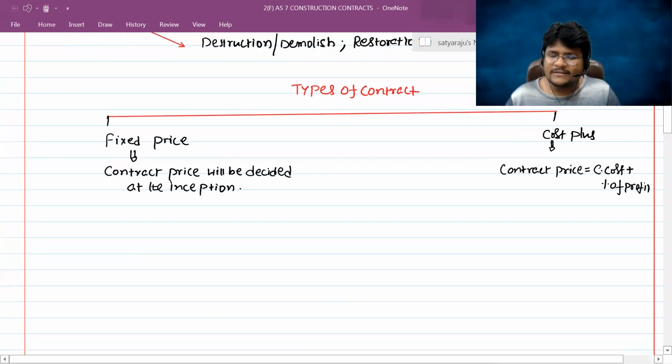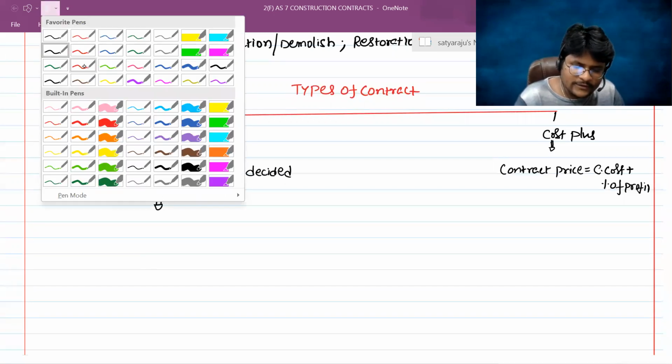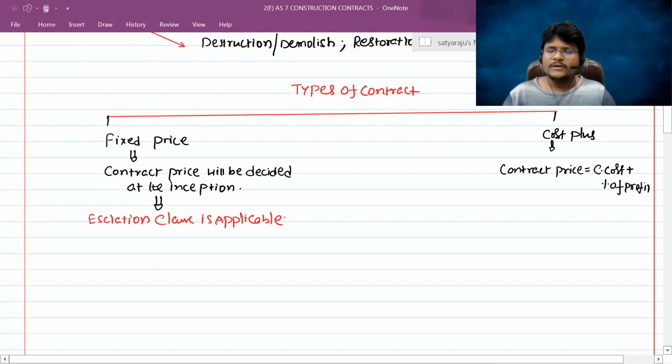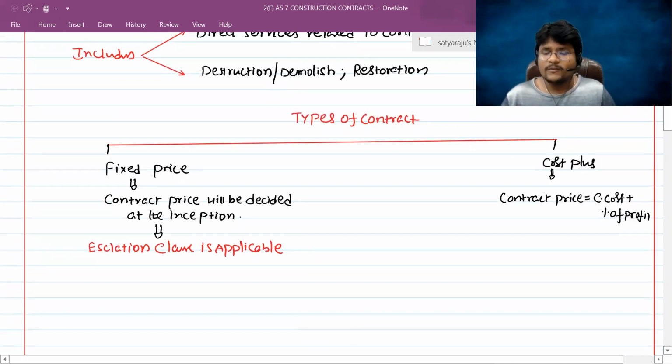So is the escalation clause applicable in case of a fixed price contract or a cost plus contract? In a cost plus contract, I don't mind about the cost of materials or labor or the increase in prices. If such prices increase, then the contract price will also increase, because the contract price is inclusive of the contract cost here. But here the contract price was fixed at the inception itself. That's why the escalation clause is applicable only here. Escalation clause is applicable in case of fixed price contracts.